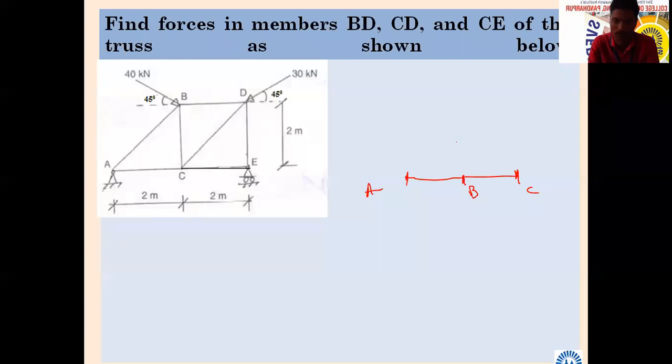म्हणजे एका line मध्ये आहेत. And suppose there is a third element, something like this, suppose B to D. So this element will have zero force. It is called a zero force member. यातला मधला force हा by default zero येत असतो.